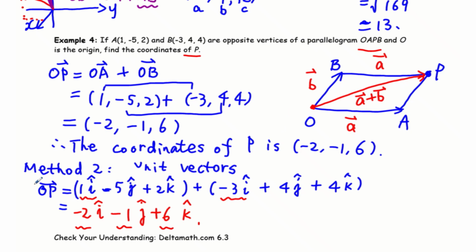And I also showed you that you could use component form or unit vector form. Unit vector form is the x coordinate followed by the unit vector in the x direction, which is i, the y direction j, and the z direction k. Then just collect like terms, i together, j together, k together.